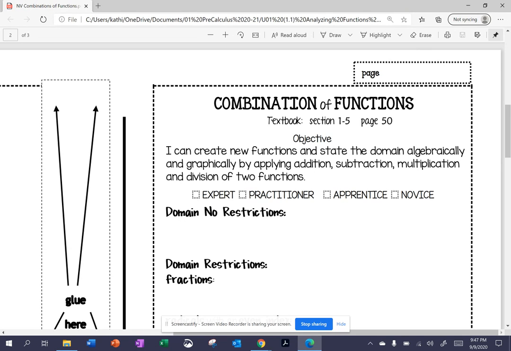So where are we on the spectrum? It's the first time I've heard this. I'm a novice, or I remember all of this from Algebra 2. I'm an expert, or somewhere in between.